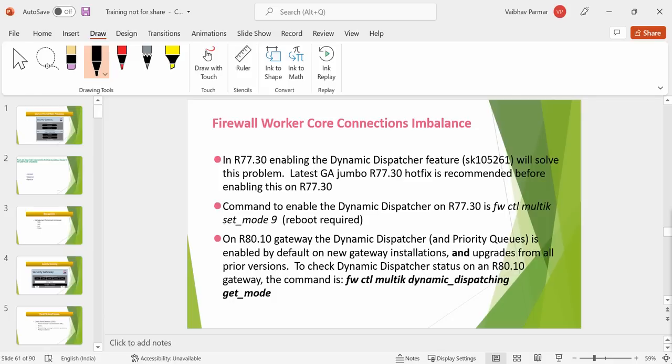SIM affinity, CPU affinity and all the stuff. We'll try to assign the core processes using cpconfig. We'll try to enable CoreXL, and we'll see how the CPU is getting allocated, how this fw worker process comes into the picture, running some commands.